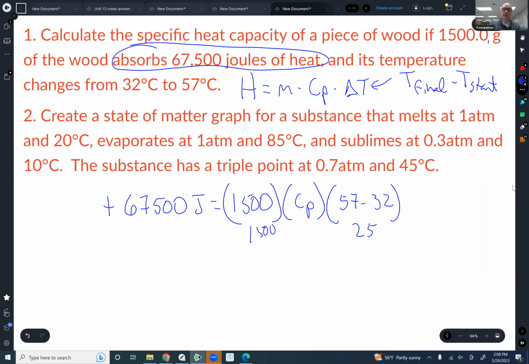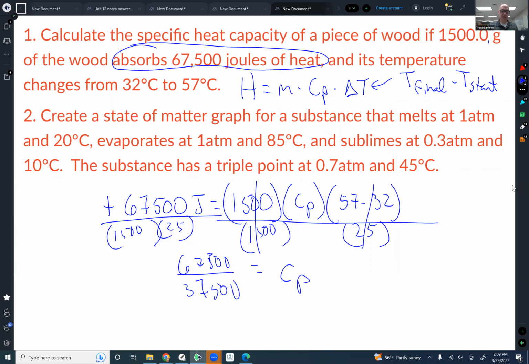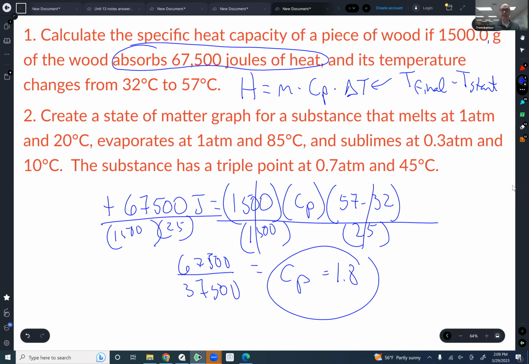And so what we're now going to do is take those values on both sides, and let's do some algebra to simplify and get that CP by itself, because those will cancel out. And so CP will end up being the 67,500 over, what's 1,500 times 25? That would be 37,500. So we're pretty close here. So 67,500 divided by 37,500 gives me a specific heat of 1.8.